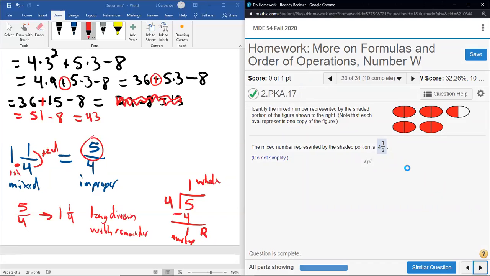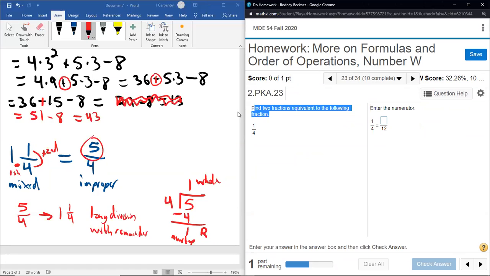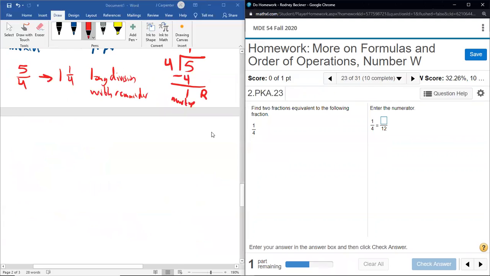Find two fractions equivalent to the following fraction. This is important for when you need to add and subtract fractions. Again, not a skill that's used a ton in this class, but will be used periodically, semi-periodically, if you will. So this is what you do.